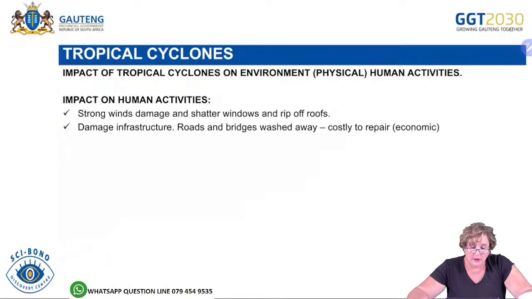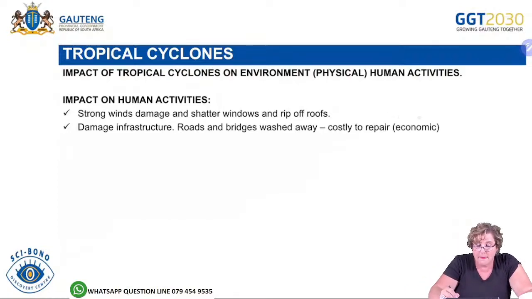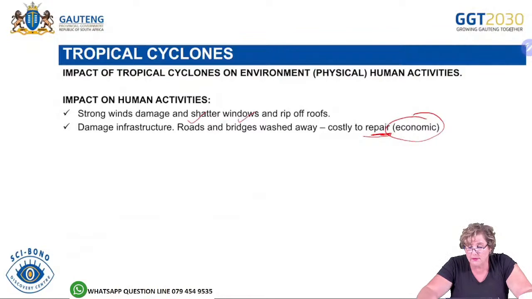Infrastructure will be damaged. Why? Roads and bridges were washed away. And now remember, it's going to become an economic factor, because after the storm, money will have to be spent to repair the roads and the bridges.